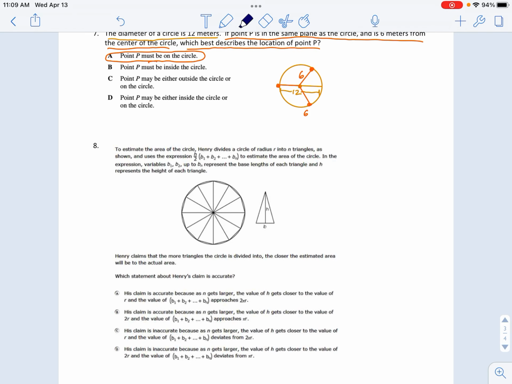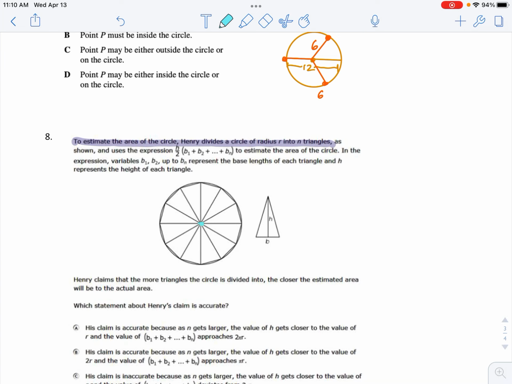is to estimate the area of a circle. Henry divides the circle radius into n triangles. What this means is that this is a radius, and all these triangles here, boom, boom, boom, it's arbitrary. It's n, which means number of triangles. We could be specific about it, but they're just being general. It's just some amount of triangles we put inside the circle.